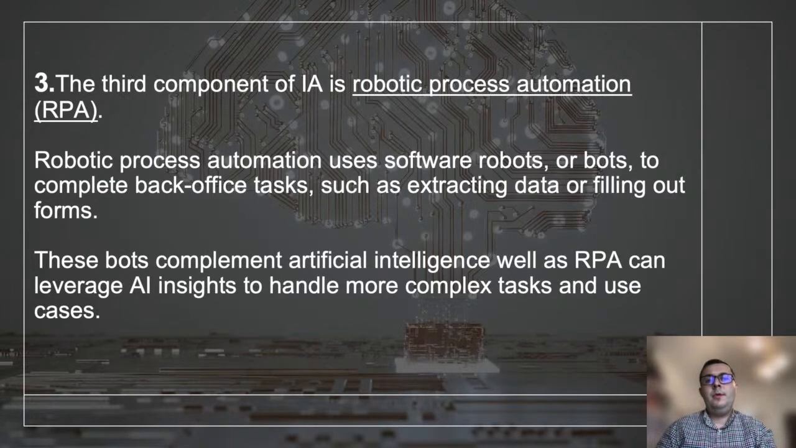And the third component of intelligent automation, last but not least, which is also a very important part, is robotic process automation. This robotic process automation uses software robots, or bots for short, to complete back office tasks such as extracting data or filling out forms. So basically, this is another important pillar of intelligent automation, in which these software robots complement artificial intelligence, as well as robotic process automation can leverage artificial intelligence insights to handle more complex tasks and use cases.